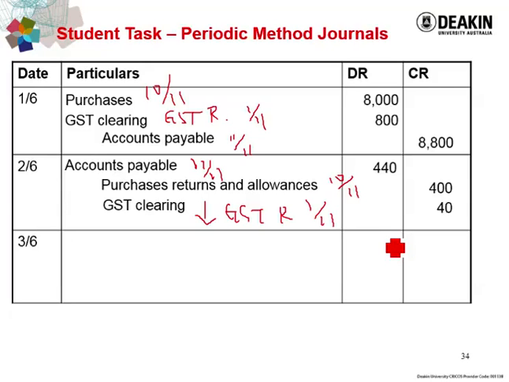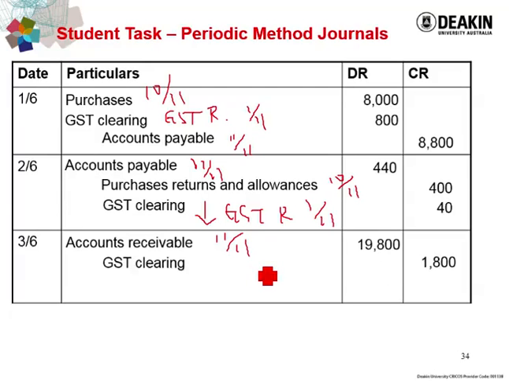And on 3rd of June, we sold inventory on credit for $19.8k GST inclusive. The cost is $6,000. So we debit accounts receivable $19.8k. So this is the GST inclusive amount. And we credit GST clearing, because when we sell something, we will collect tax from clients, from customers, and those GST are payable to the ATO. So we actually recognize GST payable $1.8k. So this is 1 over 11. And then we credit sales revenue $18k, which is net of GST, 10 over 11. And we do not need to record cost of goods sold because under the periodic method, we only derive cost of goods sold at the end of the period when we do the closing entry.